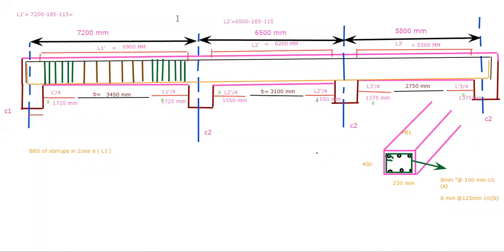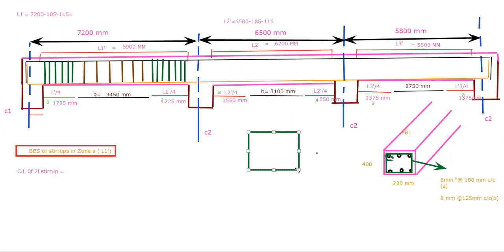So first we need to find out the cutting length of the stirrup in zone L-1. Okay, let's see how we are going to find out the cutting length. Please observe here. Cutting length of a two leg stirrup. So see here, everyone please see here. This is a ring, okay? This is a ring, and this is the beam cross section. Okay, please listen very carefully.